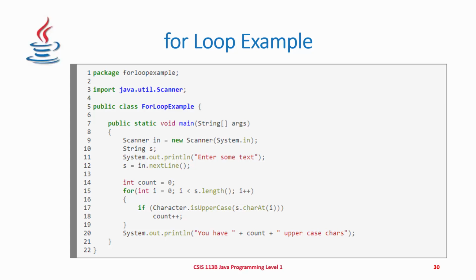Then for the final output, after the for loop has concluded, we'll have the text "you have", and then concatenate to that our count variable's value at that point in time, and then concatenate to that "uppercase chars". So you have X amount of uppercase chars in the string you typed in.